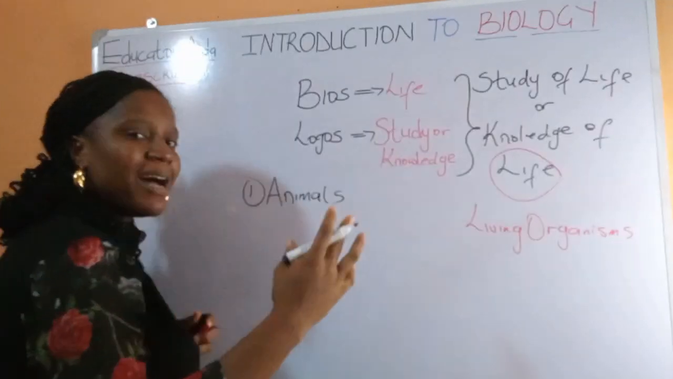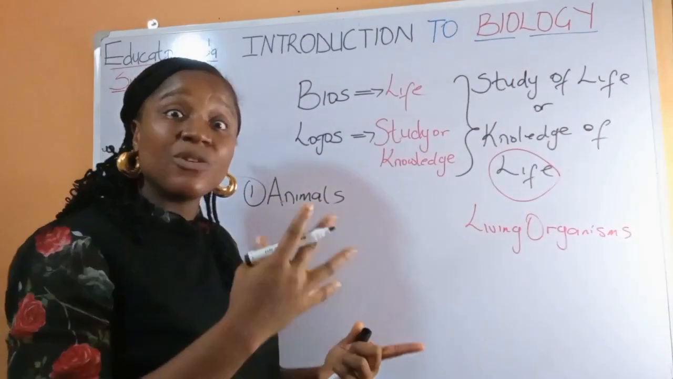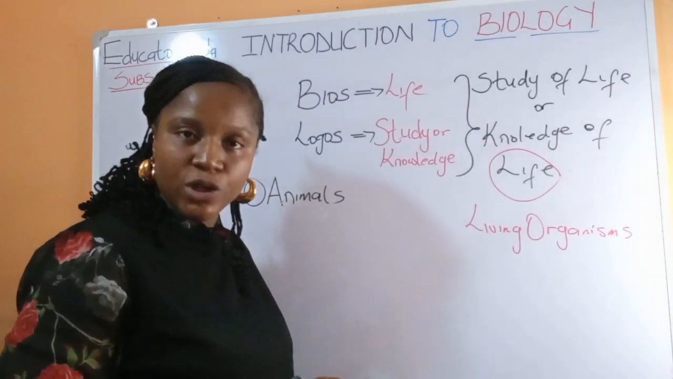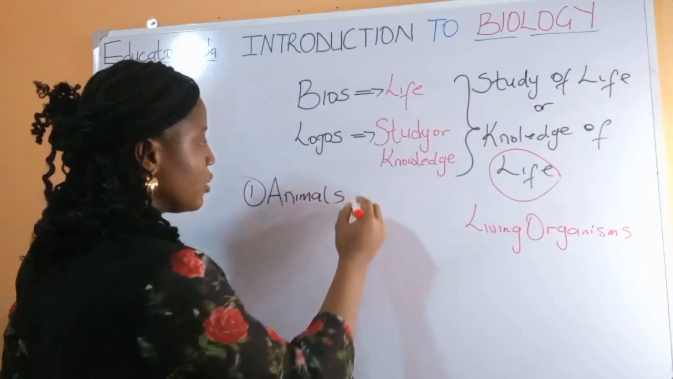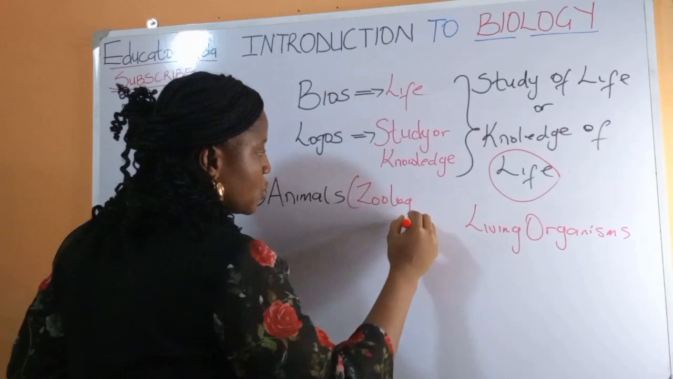Animals. And when biology is trying to study the different types of animals we have, it is a field of biology we call zoology, depending on how you pronounce or spell it. All right? It's called zoology.